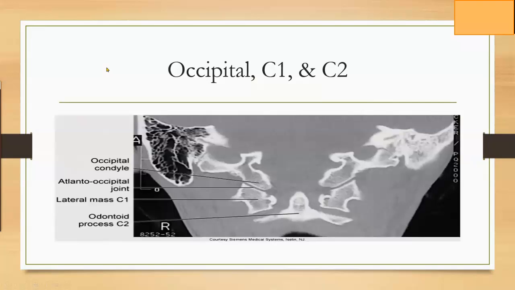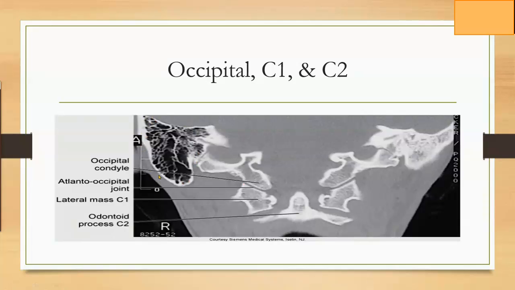Here's a coronal picture of C1 and C2 in CT. We can see the dens process, also known as odontoid, so that would be C2. We can see the joint spaces between C1 and C2, and the lateral masses of C1 on either side. Note how they are equidistant in the spacing on the superior and inferior, and also on the lateral portions. And we can also see where the atlanto-occipital joint space is, where the ring of C1 meets up with the base, or the joint space, of the occipital bone.